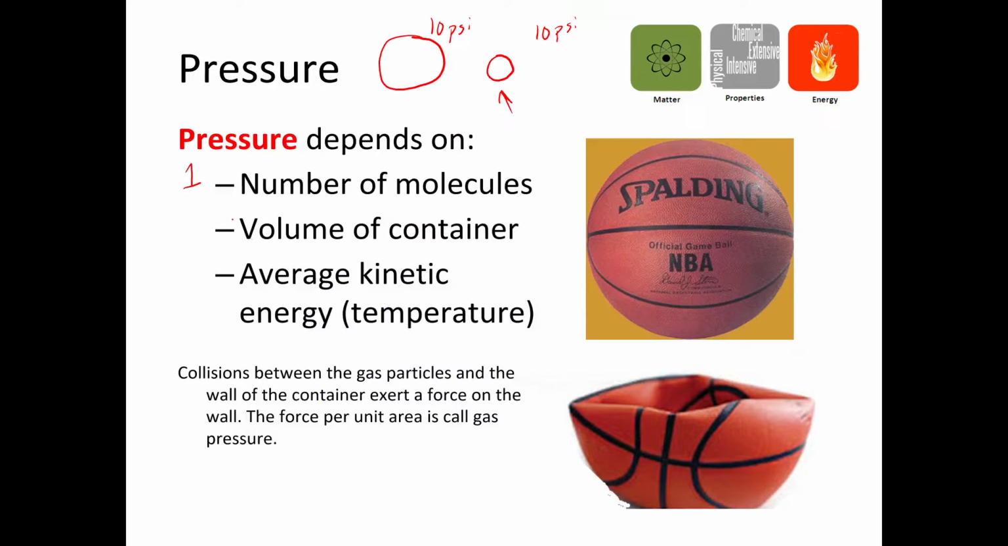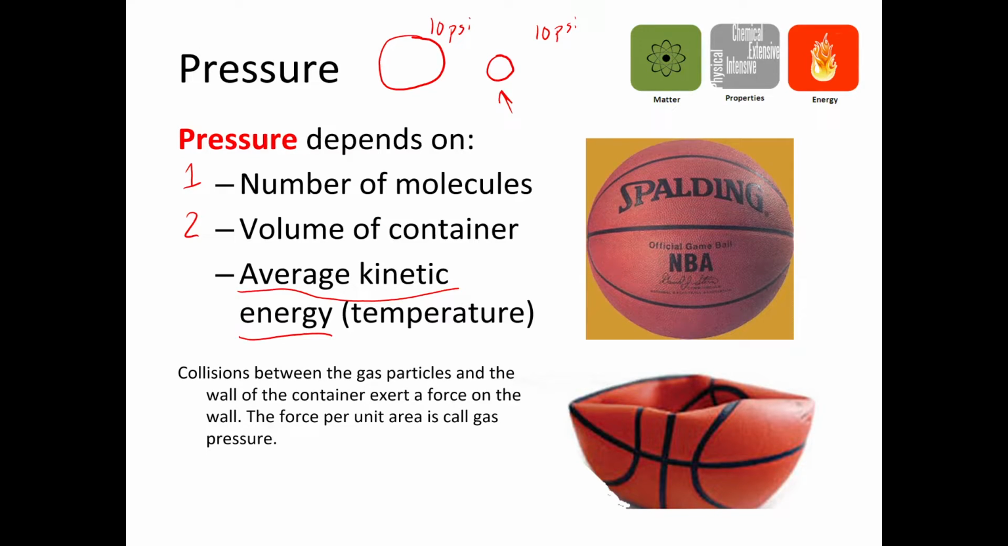So pressure also depends on the volume of the container. This is the second thing. And then thirdly, we have the average kinetic energy. Average kinetic energy, that's the definition of temperature. So temperature tells you how fast the molecules are moving, or the average of how fast the molecules are moving. If the molecules are moving at a fast rate, then your temperature is high. If the molecules are moving at a slow rate, then your temperature is low. And pressure depends on temperature.